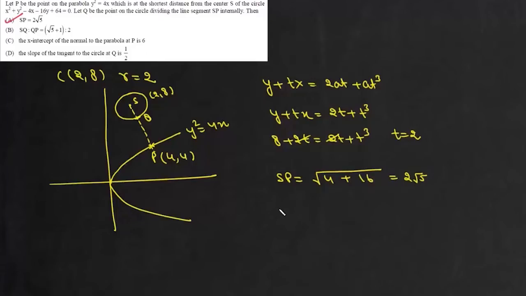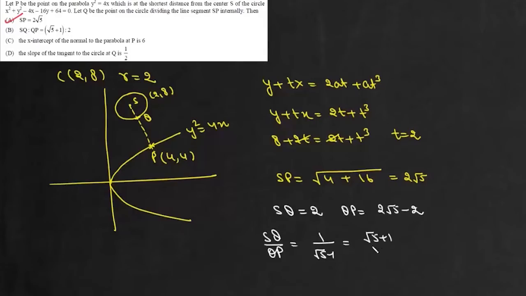Now the radius is 2, that means SQ is 2, then QP will be SP minus SQ, so there will be 2 root 5 minus 2. So this ratio SQ upon QP will be 1 upon root 5 minus 1. If we rationalize it, we'll get root 5 plus 1 by 4. That means this option B is incorrect.